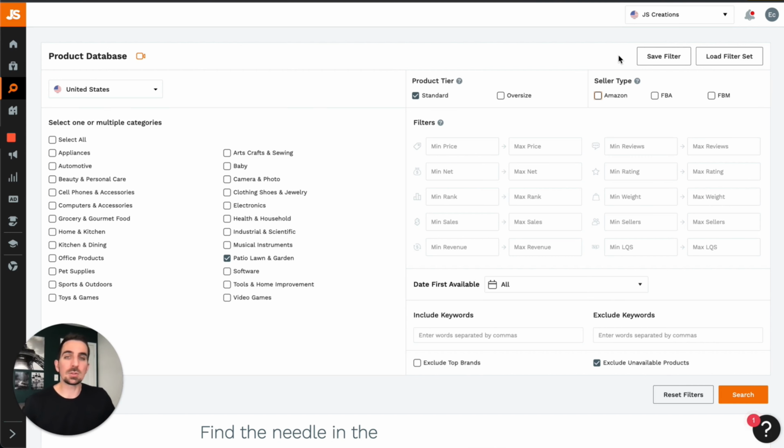And then if they need to return the product, they can send it right back to Amazon's warehouse, and Amazon will actually handle all of the customer service in that regard. So I do highly recommend using their system because when it works, it is amazing.